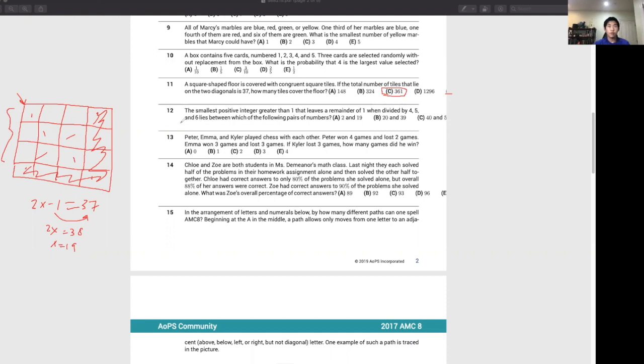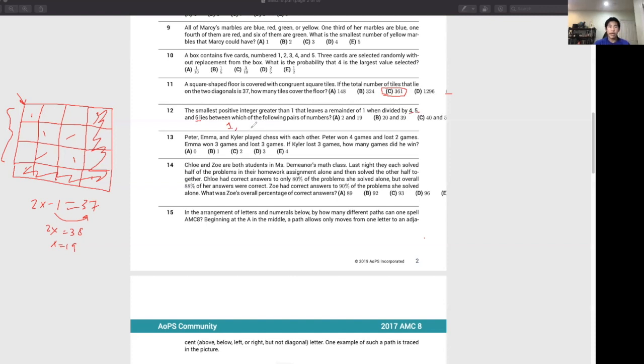Next, problem 12. The smallest positive integer greater than 1 that leaves a remainder of 1 when divided by 4, 5, and 6 lies between which of the following pairs of numbers? And for this one, we're going to look at these numbers, 4, 5, and 6. So we need the number greater than 1 that satisfies this. 1 is obviously the first number, and we're looking for the next one.